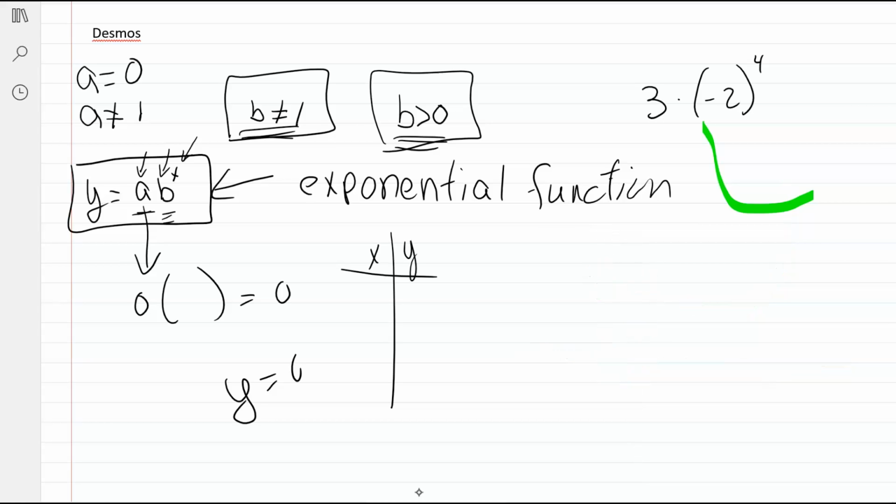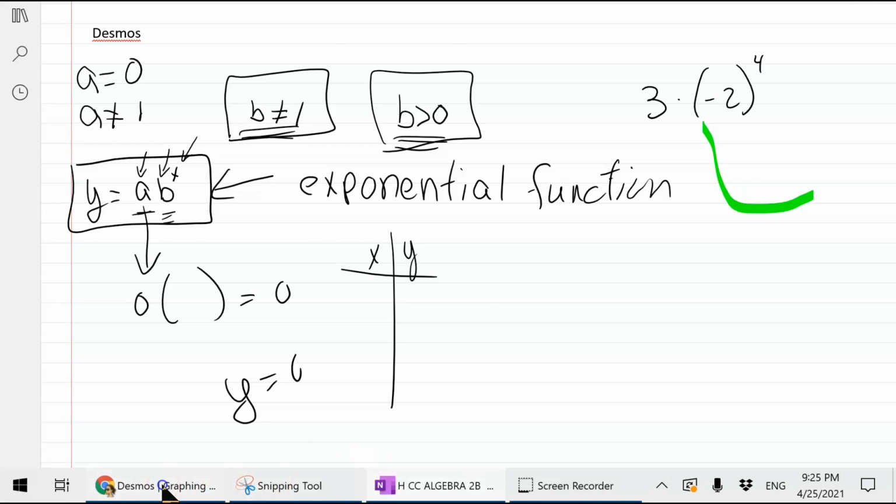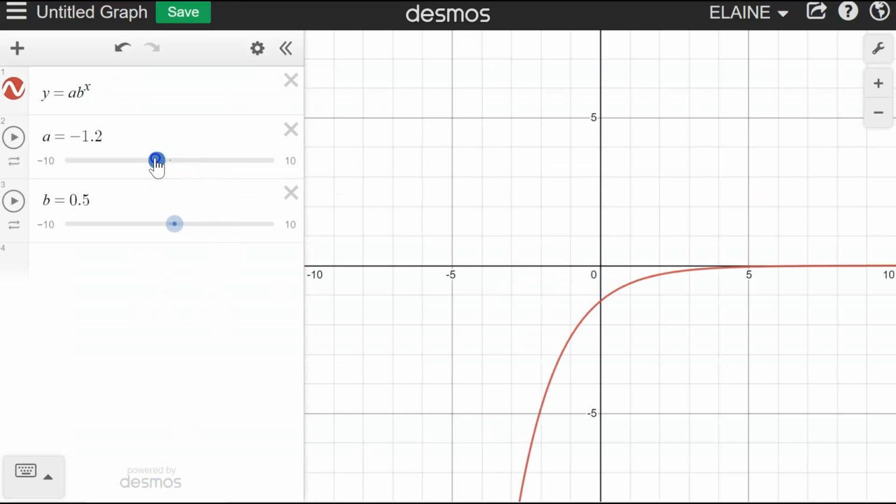So I think we have everything we need. A can be anything, but it can't be 0, it can't be 1. B can't be 0, can't be 1, but it also has to be a positive number. B has to be positive. What about A? Does A have to be positive? No, it does not. It's still a curve. It's a different kind of curve, but it's still a curve. So it's still an exponential function.